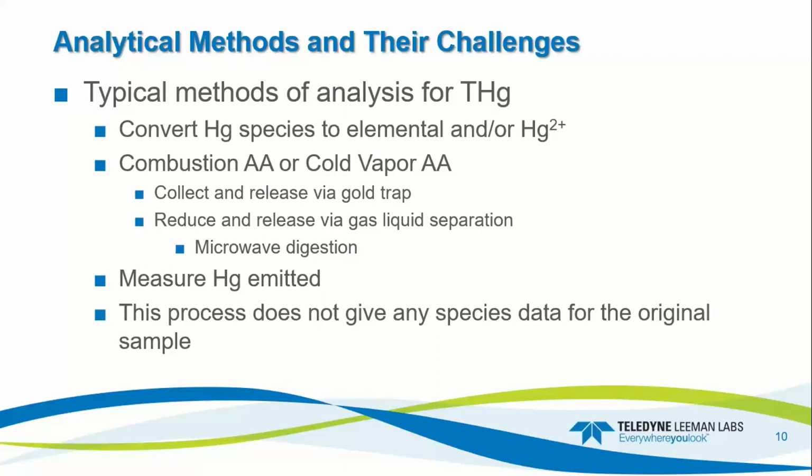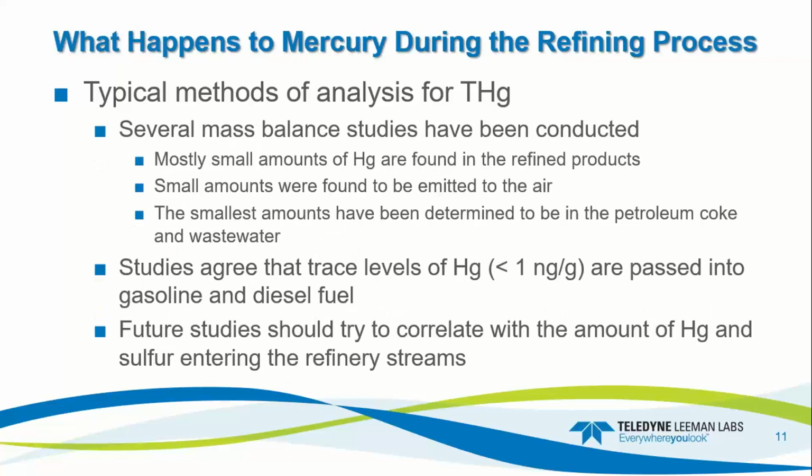It's almost impossible to use a block digestion and get oil or oil residues into solution with just permanganate and some of the other typical reagents used in block digestion. Then they measure the emitted mercury, and this process doesn't give any species data for the original sample. It's just total mercury within these two techniques, combustion AA and cold vapor atomic absorption. Typical methods for total mercury.